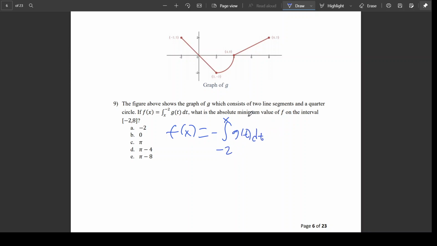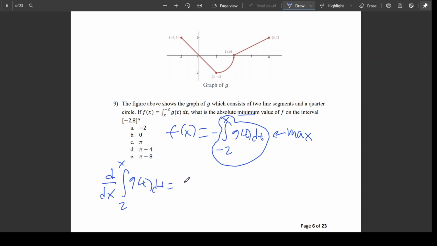And now what I can do here, if I want to find the absolute minimum value of f, I can just look at this part, right? And I want to find the maximum of this, and then the negative will just make that the absolute minimum. So now I want to find the absolute maximum of this. So remember, this is just the area under the curve. So we're starting at, for example, negative 2, and we're just going to find the area under the curve, and we're going to say, okay, where is that area the maximum? And so the way we do that is by taking the derivative again and setting it equal to 0, right? So if you take the derivative of this function, the integral of g of t dt, we're just going to get g of x.